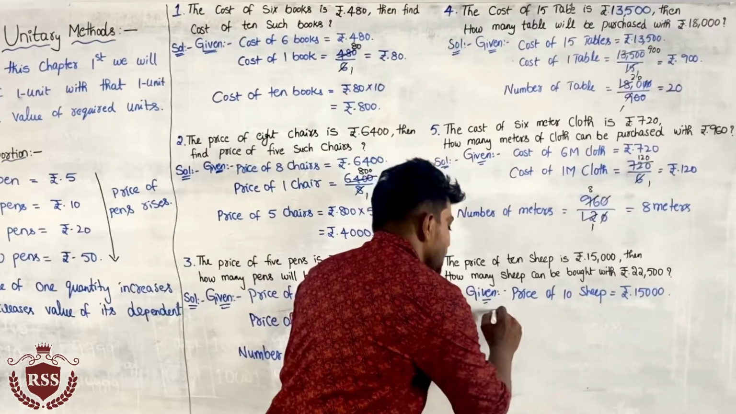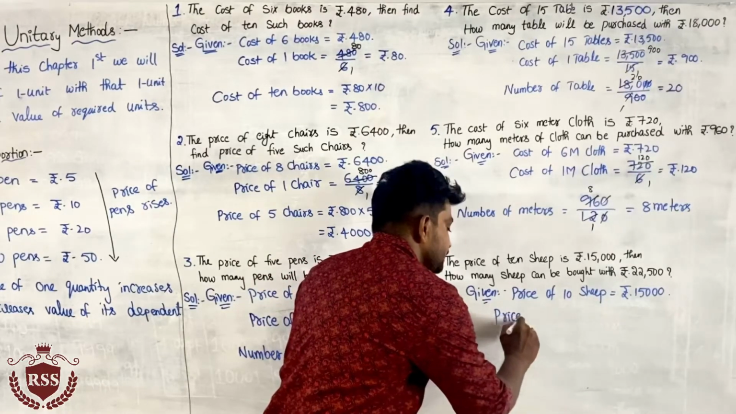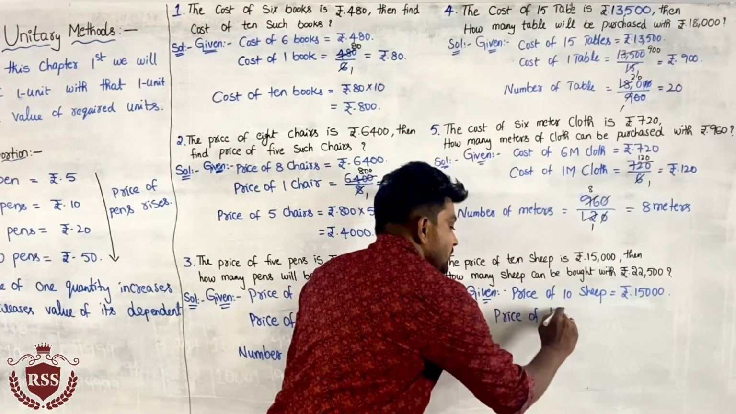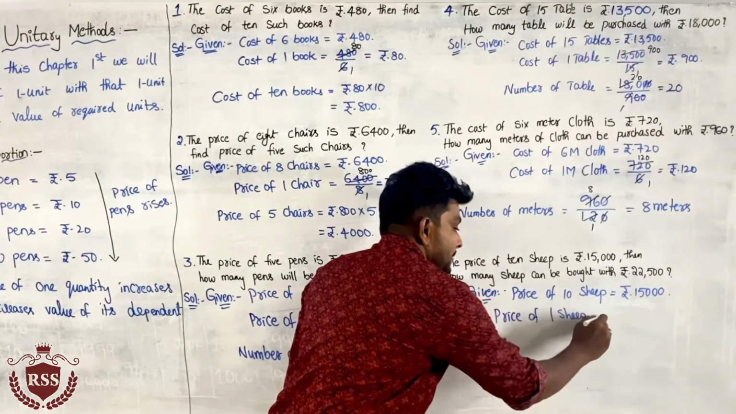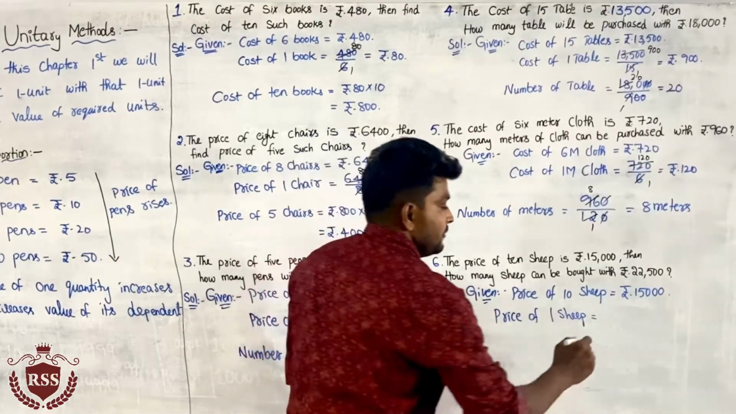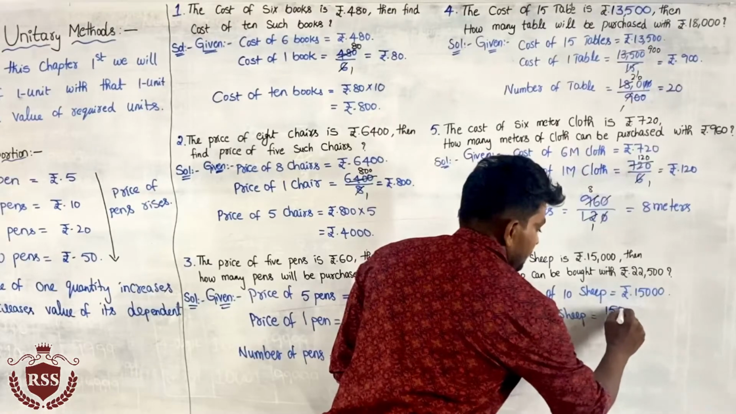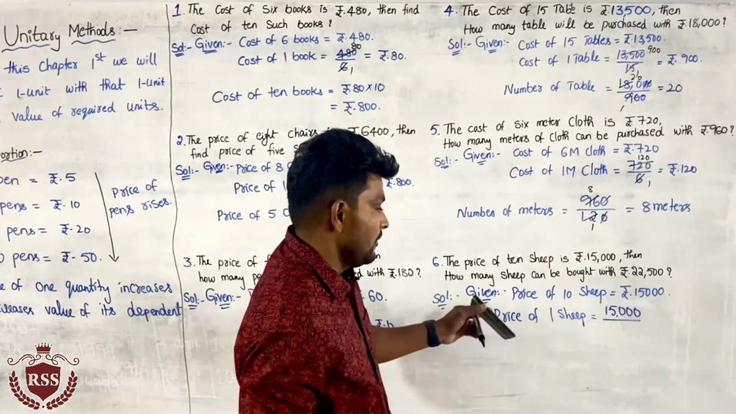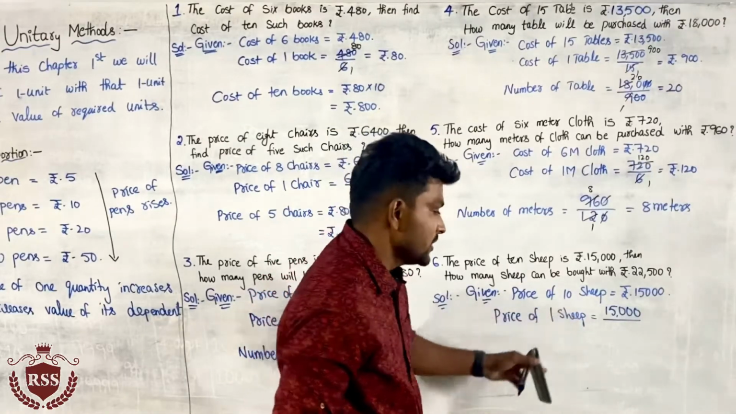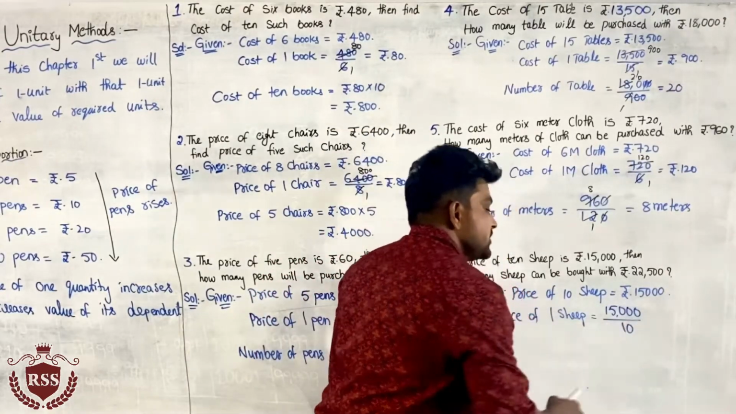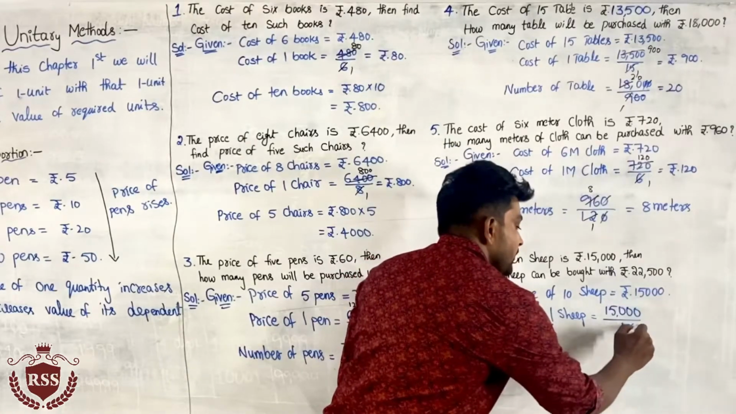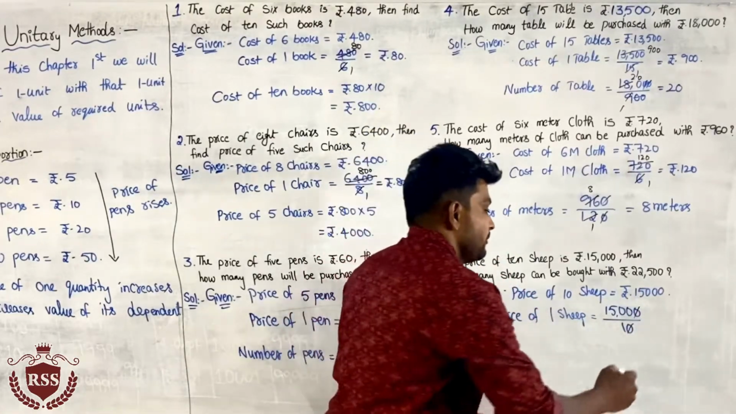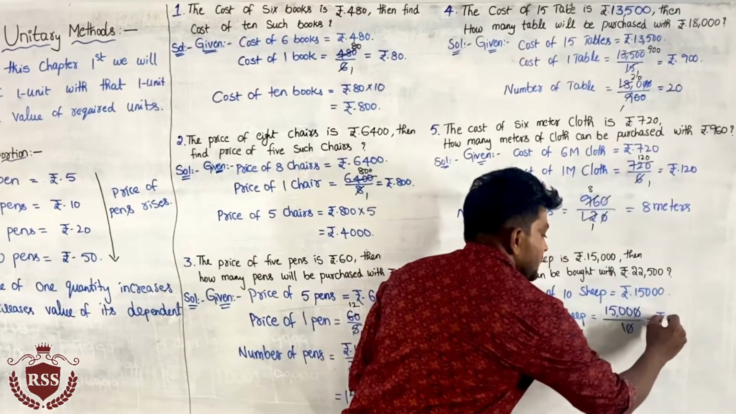First of all, find the price of one sheep. What is the price of one sheep, Nana? 15,000 divided by the number of sheep purchased for 15,000, which is 10. 15,000 by 10, so each sheep will be bought for 1,500. So each sheep price is rupees 1,500.